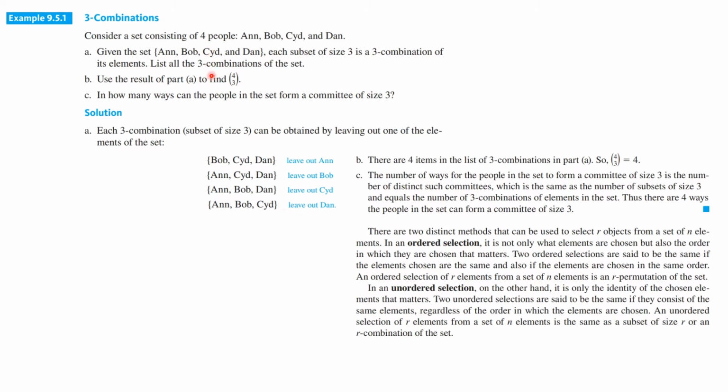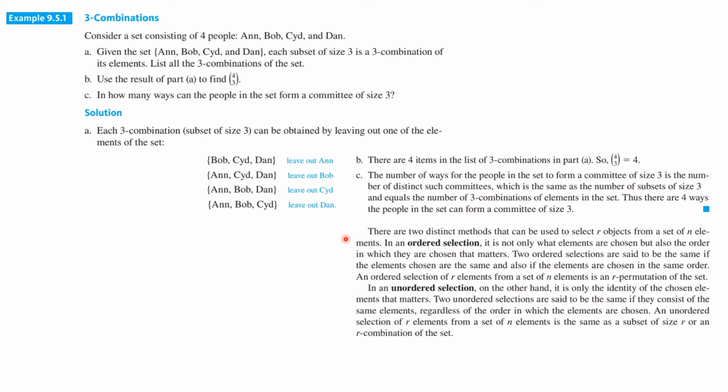And so use this result to find 4 choose 3. Well, 4 choose 3 is going to be 4 because of that. In how many ways can the people in the set form a committee of size 3? Well, the answer there is also 4. It's the same thing because you could say those are the 3-person committees, and those are all distinct. Notice that order doesn't matter. In fact, that's where we're going next.